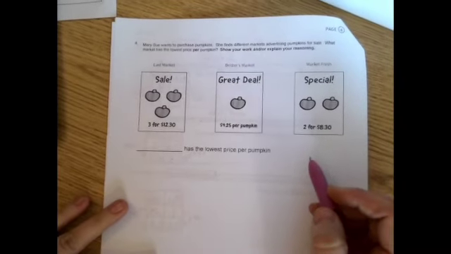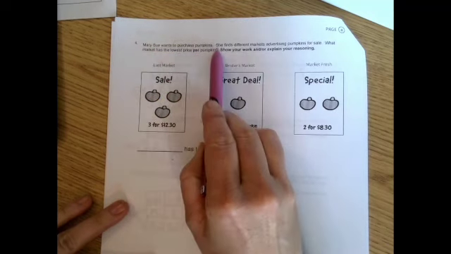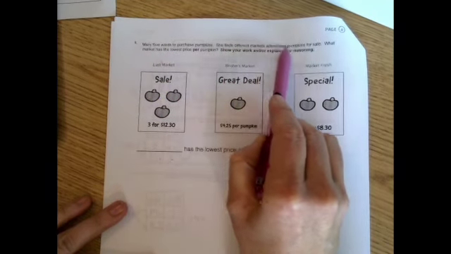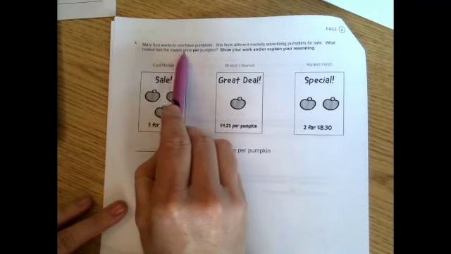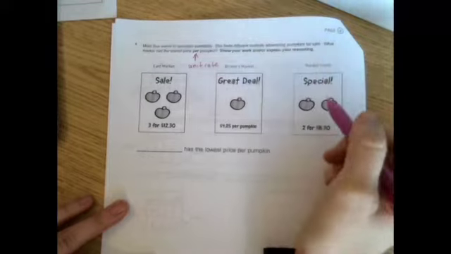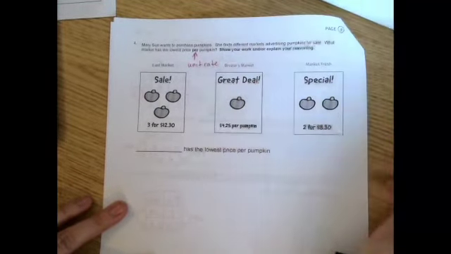All right, number 4. Mary Sue wants to purchase pumpkins. She finds different markets advertising pumpkins for sale. What market has the lowest price per pumpkin? Unit rate. I see the word per. I know I'm finding some unit rates. Show your work and or explain your reasoning.